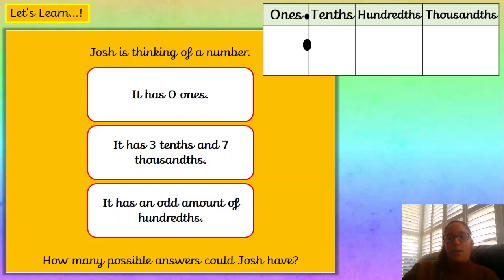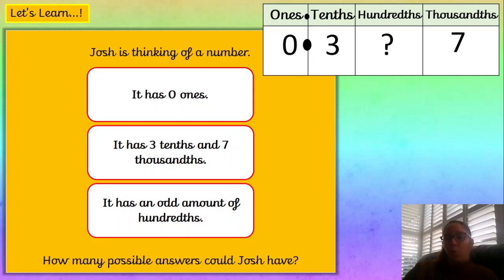Okay, so we know that we've got 0 ones. We also know it's got 3 tenths and 7 thousandths. We don't know how many hundredths it's got, but we do know it's got an odd amount. How many possible answers could Josh have?